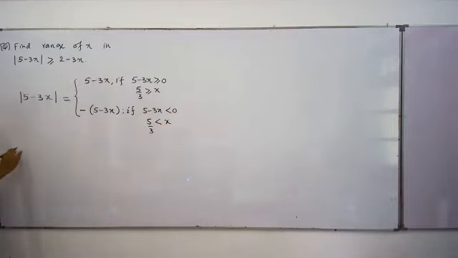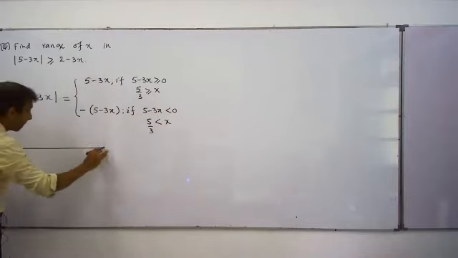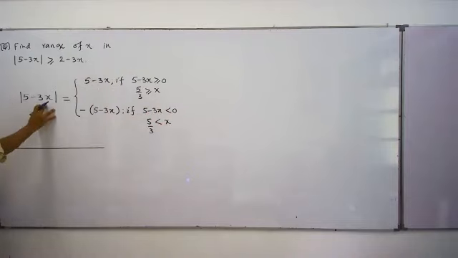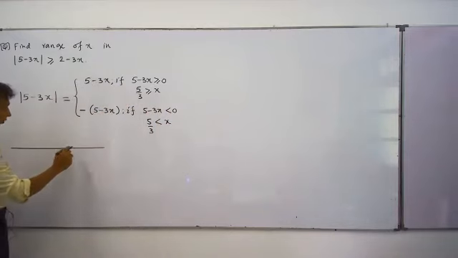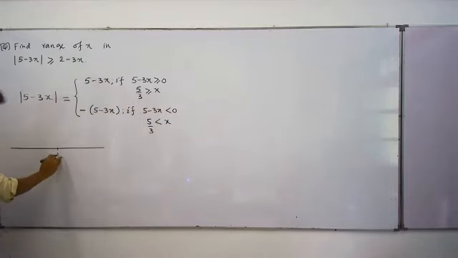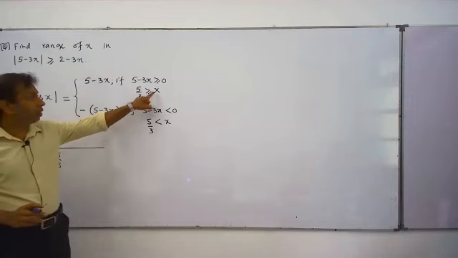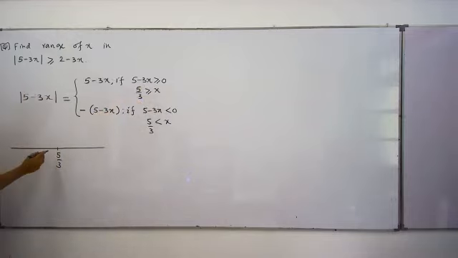Now, when you mark this on the number line, the 5 minus 3x changes at x equals 5 by 3. When x smaller than 5 by 3, smaller than 5 by 3 is here, including this to the left this way. Mod 5 minus 3x.